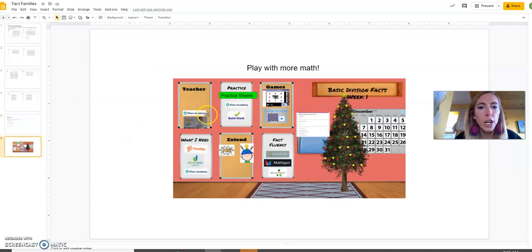And then if you need more, you can go to our math room and play some division games. Or maybe you want to do a quick check. Or maybe you want to do an extension. Or maybe you want to go Dreambox. Maybe you want to do some multiplication fact practice.